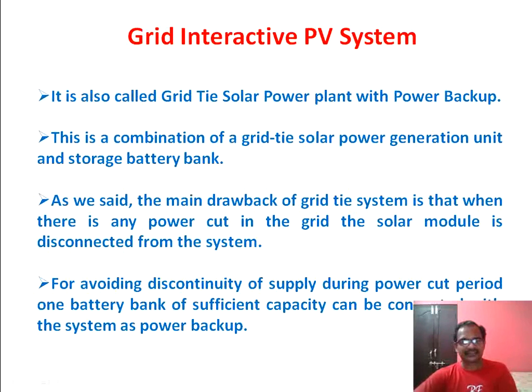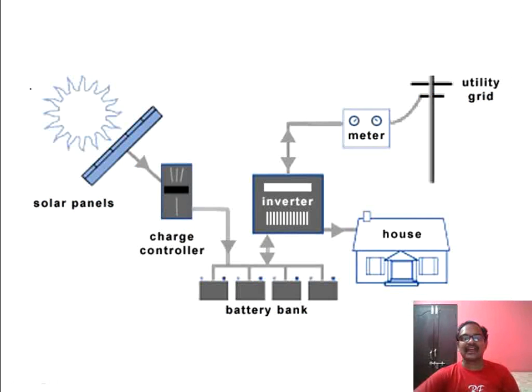But in this case, for avoiding the discontinuity of the supply during the power cut period, one battery bank of sufficient capacity will be connected with the system as power backup. Right. So this is a combination of grid tie solar power generation unit and a storage battery bank. I can see the diagram over here.